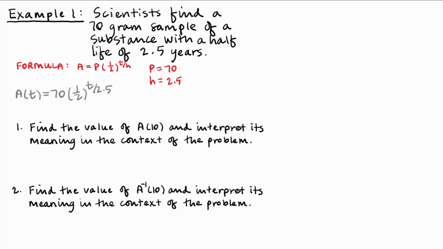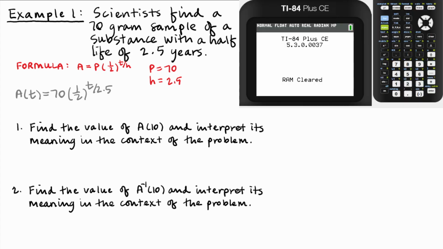Now here are a couple questions we'll want to solve with the help of a calculator. The first one: find the value of A of 10 and interpret its meaning in the context of the problem. The calculator is going to help us with the value of A of 10, but it's not going to be able to help us with the meaning. So let's bring in a calculator. For the first question, we're going to want to have A of t stored into y1. So we're going to say it's 70 multiplied by 1/2 to the power of t divided by 2.5. So x divided by 2.5.